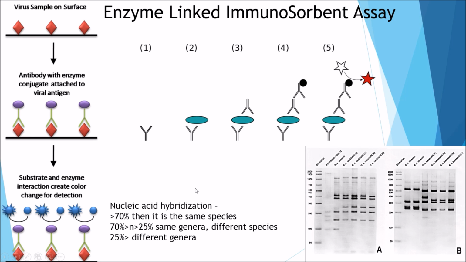For completely unknown bacteria, what we could do is something called nucleic acid hybridization. Again, we use DNA sequencing to do this. If 70% or more of the DNA is similar between the two, we can deduce that they are of the same species. If there's between 70% and 25% similarity, they're in the same genus but in different species. If less than 25% of the DNA is shared, then they are of completely different genera.